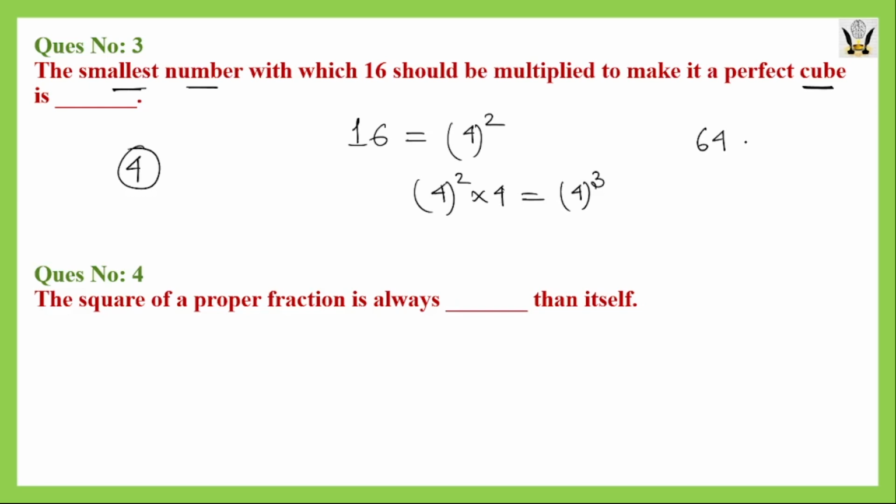Now with 64, suppose if we multiply say 27, 27 is also a perfect cube. So the whole number will be a perfect cube. So here it is 16 multiplied by 4 multiplied by 27.